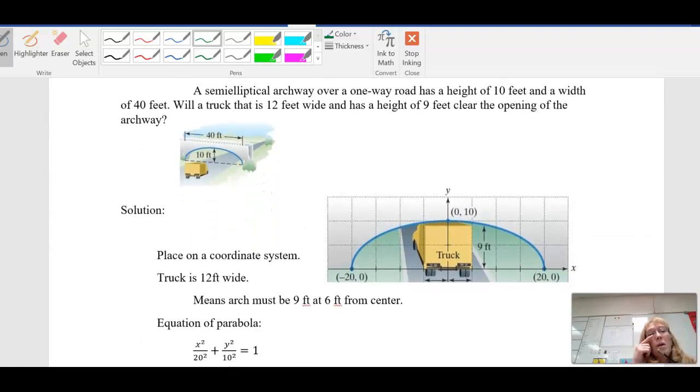I really like this one. Okay, we have a semi-elliptical bridge that a truck has to go under. It's a one-way road, which is very important. Okay, the height is 15. So we're going to put this on an axis, right?